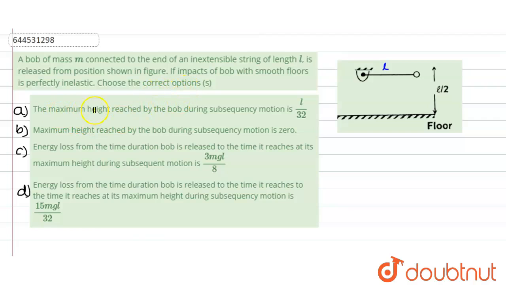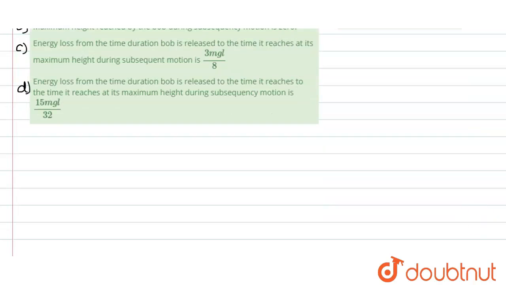Now, the statements are regarding the maximum height and also regarding the energy loss. So we need to check what would be the maximum height attained by the bob after having a collision with this surface, and also what is the loss in the energy. First of all, let us represent this situation.